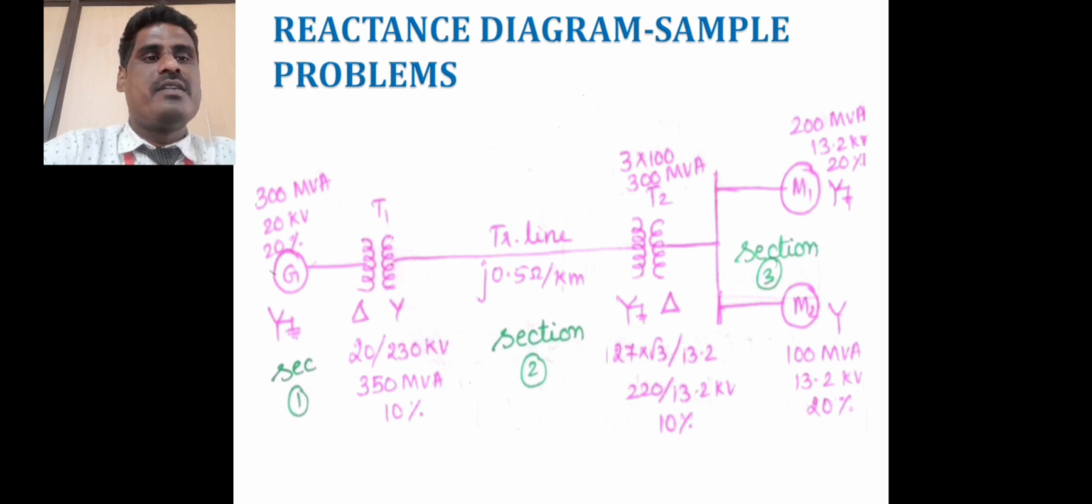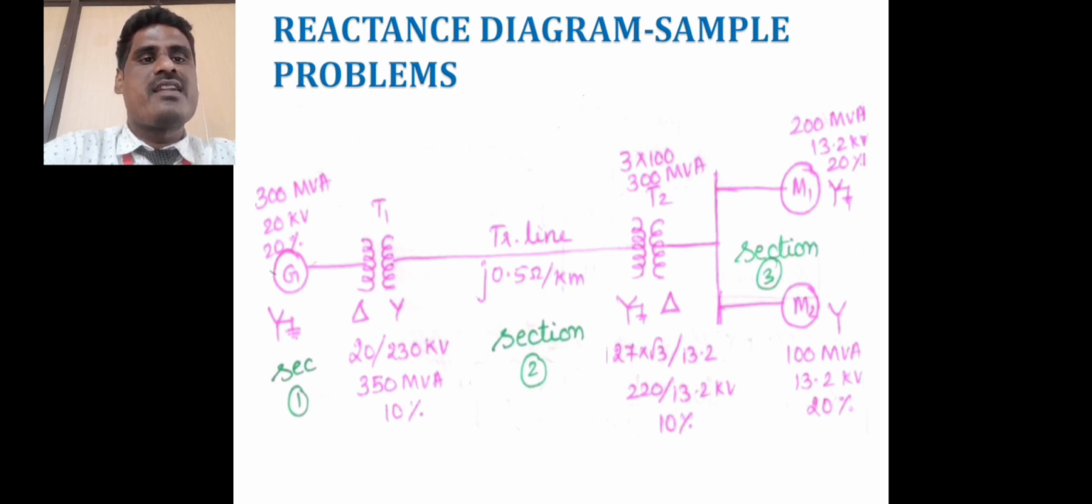So, this is the sample network. In this case, the generator is 300 MVA, 20 kV and 20% reactance. Transformer 1 and transformer 2 are present. Transformer 1 is a 3-phase transformer, 20/230 kV, 350 MVA, 10%. But transformer 2 is 3 single-phase transformers, so multiply the rating by 3: 3 times 100 equals 300 MVA, with reactance of 10%. The transmission line reactance is 0.5 ohm per kilometer.